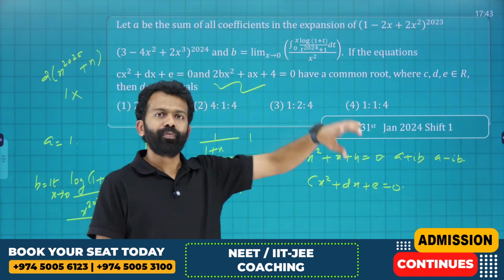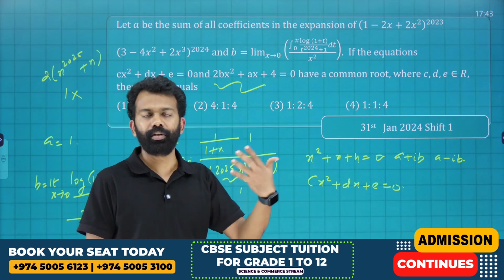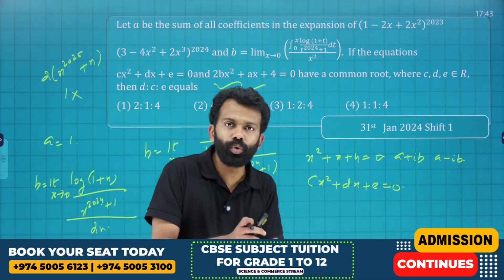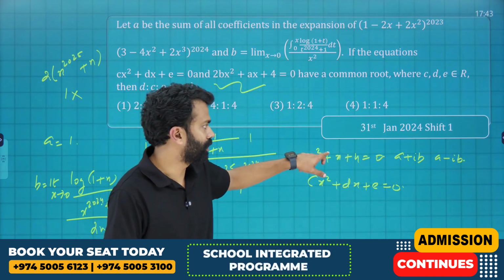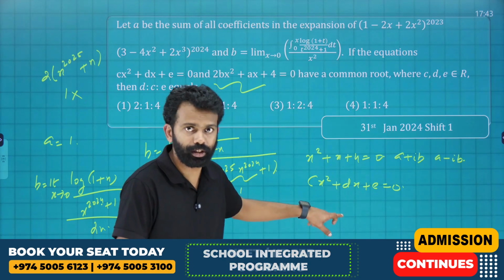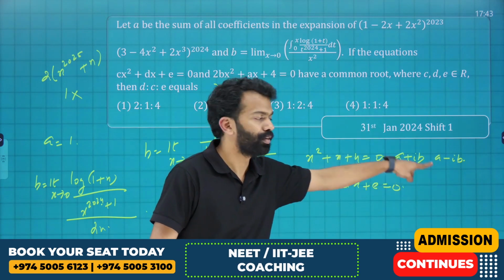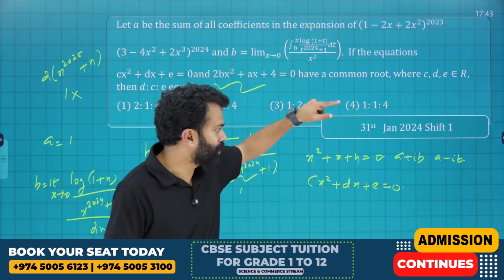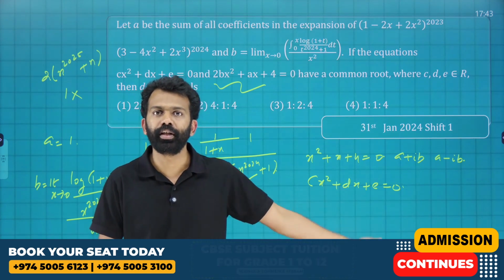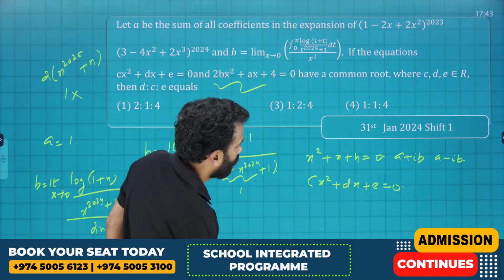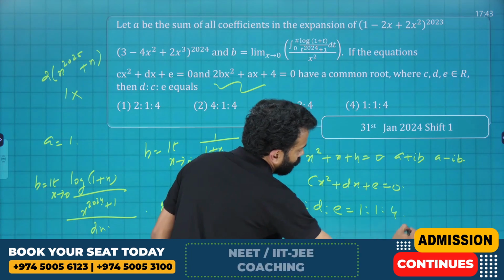If the discriminant is less than 0, that means the quadratic equation is having non-real roots, then the two roots will be conjugate with respect to each other. See, if a plus ib is the solution of this quadratic equation and of this quadratic equation as well, therefore the other solution will be what? A minus ib, for both of them. That means these two quadratic equations have two roots in common. And what is the meaning of that? The ratios will be the same. That is, c is to d is to e is equal to what? 1 is to 1 is to 4.